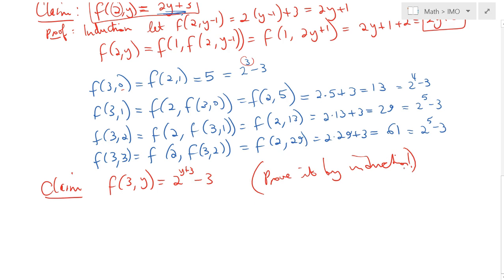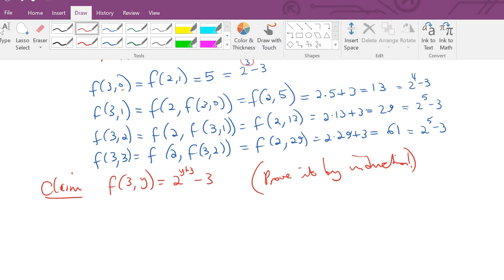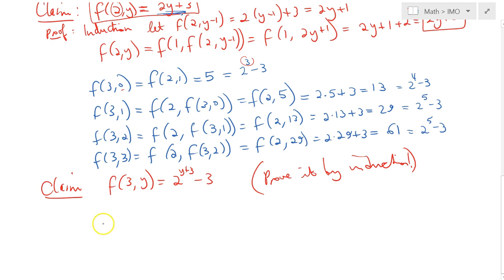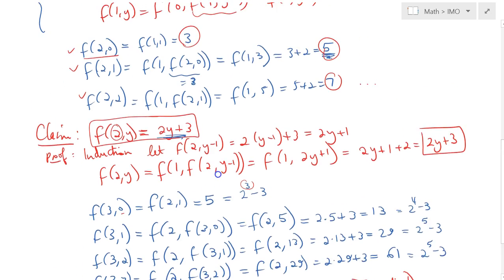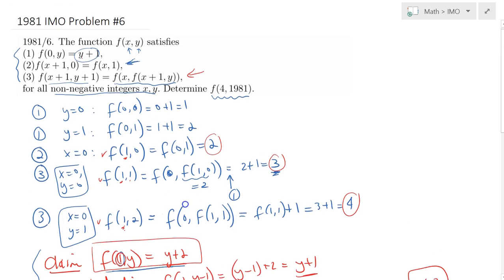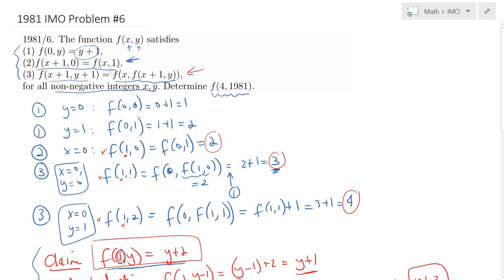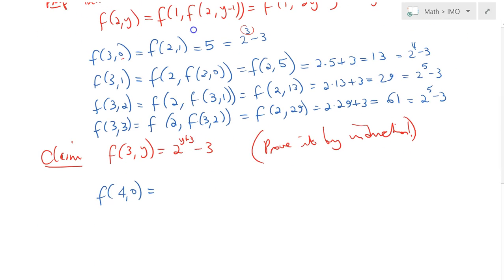So now we are to find the pattern for the 4th layer. So f of 4 0, like we did in the previous questions numerously, we will make use of this. We will start with the second condition and then we will move on to the third condition. So f of 4 0, replacing x with 3, is equal to f of 3 1. But f of 3 1 earlier we have it as 13.